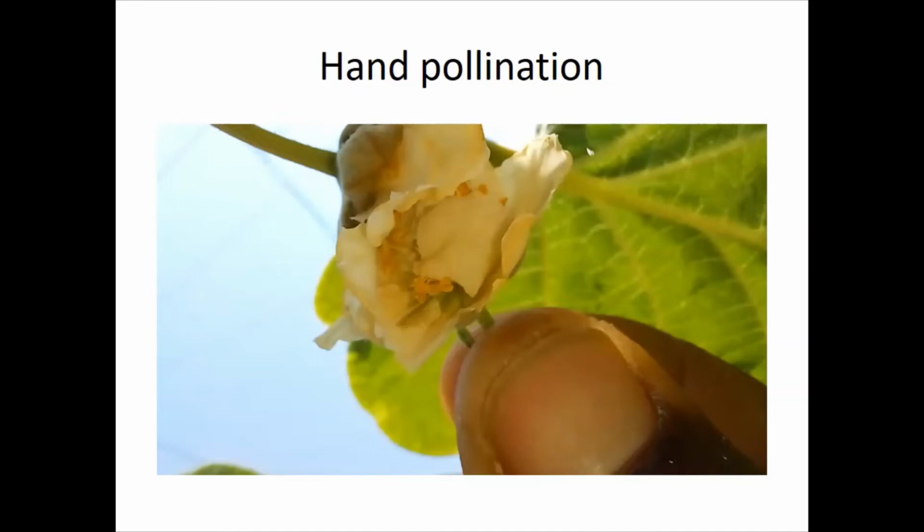So the rule here is 1 male flower can pollinate around 6 to 7 female flowers. But in our case, we will just use 1 male flower to pollinate 1 female flower.